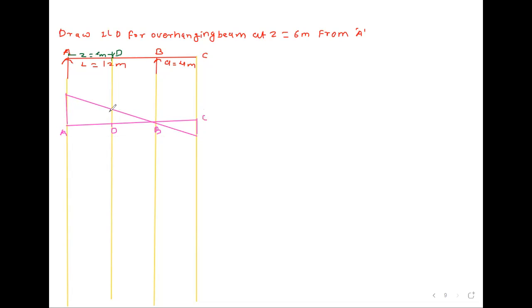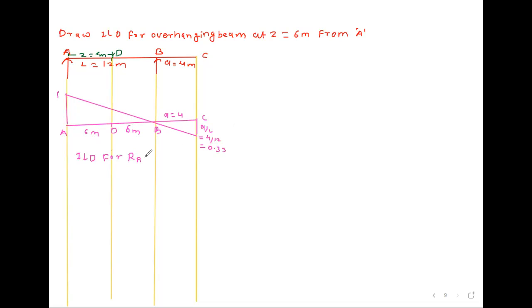Now we will write values here. Suppose this is C point. So this value is 1. A to D span is 6 meter and D to B span is also 6 meter, that is total 12 meter. This distance is a, which is equal to 4 meter. And here this vertical distance is a divided by L, which is equal to 4 by 12, which is equal to how much? 0.33. So this is the ILD for RA.